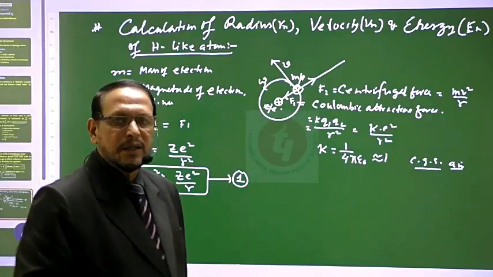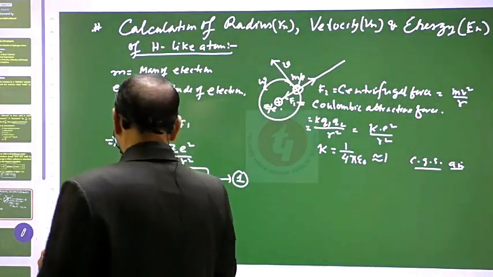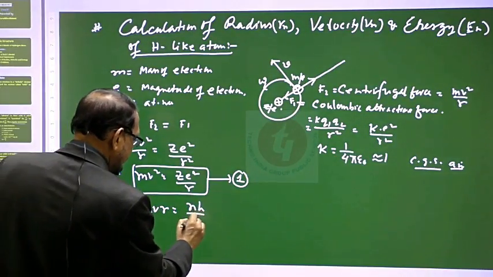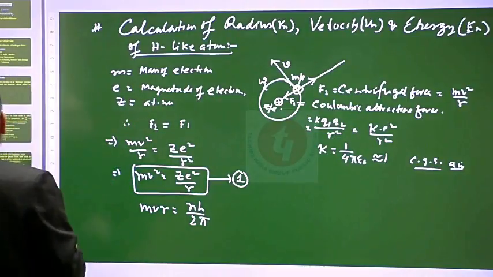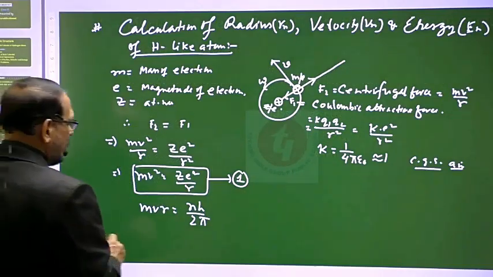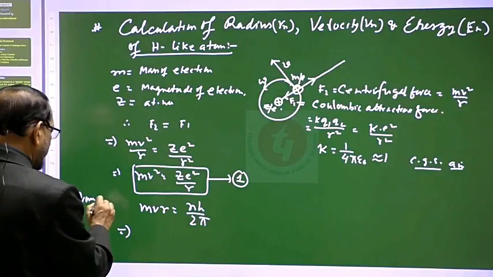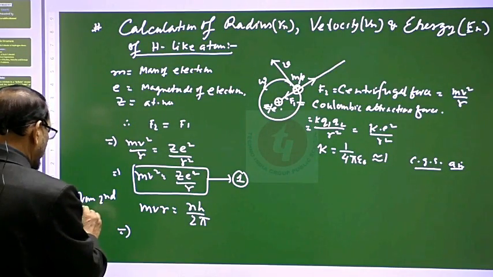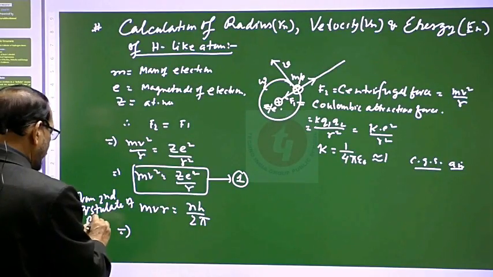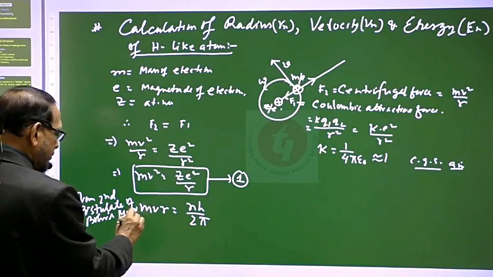Then after that, Bohr's second postulate, that is mvr is equal to nh by 2π. This is the second postulate we have learned. Now you see here, we can write shortly from the second postulate of Bohr's model, Niels Bohr.